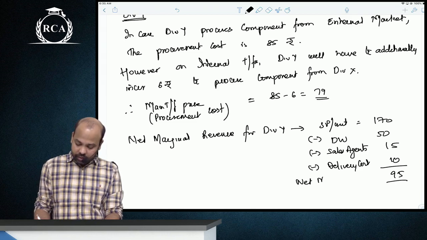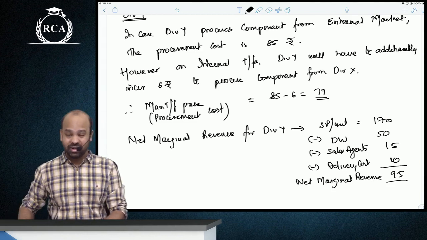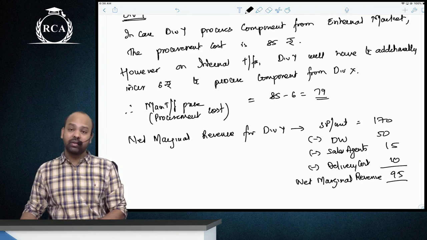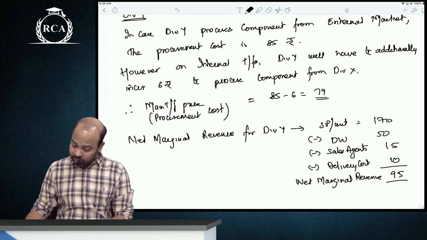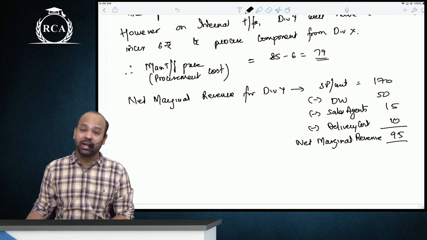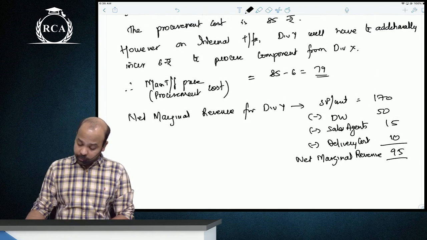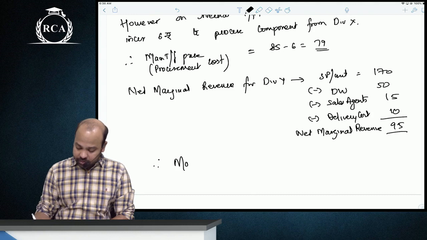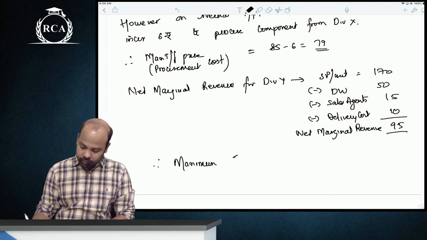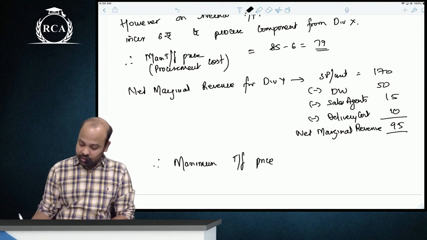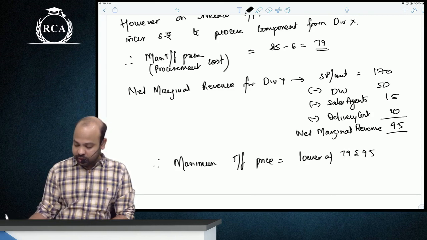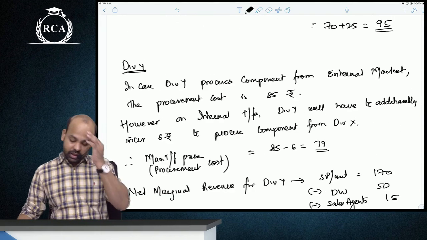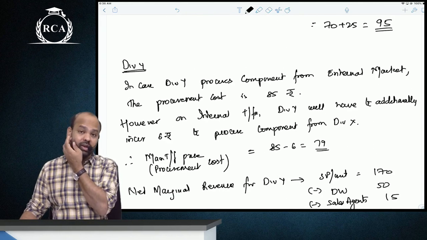Net marginal revenue. Do you know the concept of net marginal revenue? It is excluding the cost of component. What is their revenue? What is their additional cost? Incremental revenue minus incremental cost would become their net marginal revenue. So their net marginal revenue here is 95 rupees. Therefore the maximum transfer price would be the lower of 79 and 95, and that is 79 rupees. Division Y will be willing to offer us only 79 rupees.